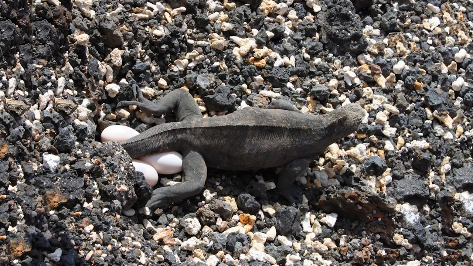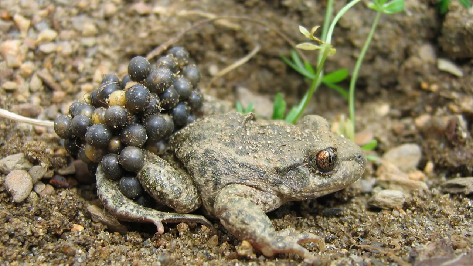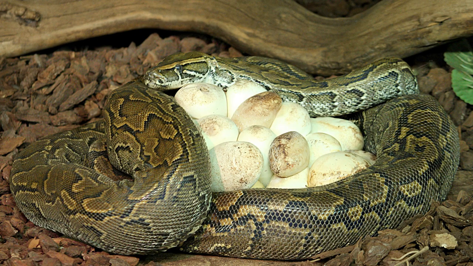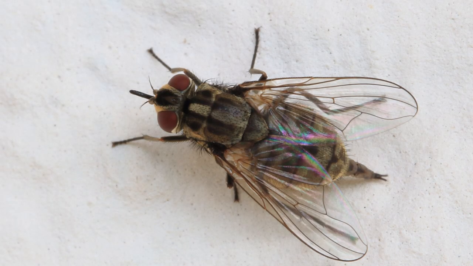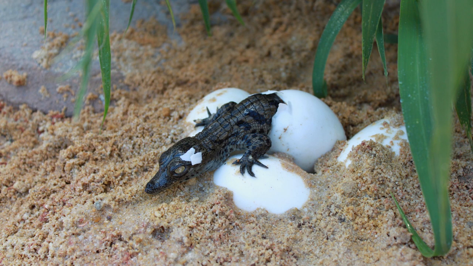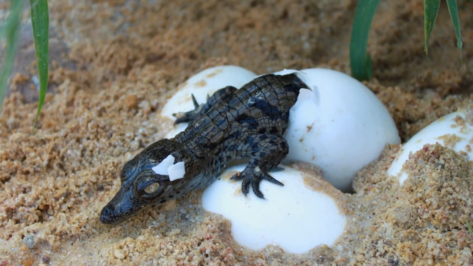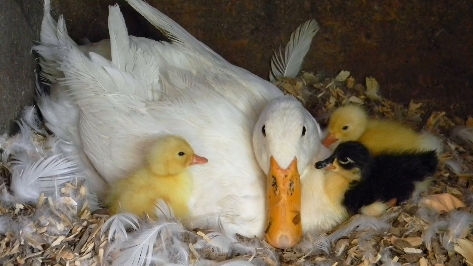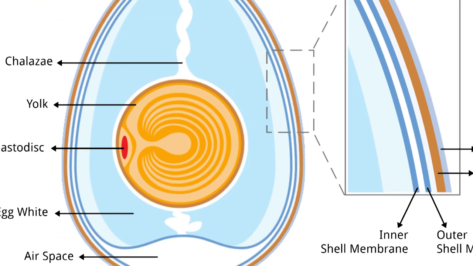Some examples of egg-laying animals are bird, lizard, frog, snake, etc. Housefly lays eggs. Baby crocodile hatches out from the egg. Duck with the eggs. There is a very interesting question. Do all birds lay fertilized eggs? That is what we have to explore.